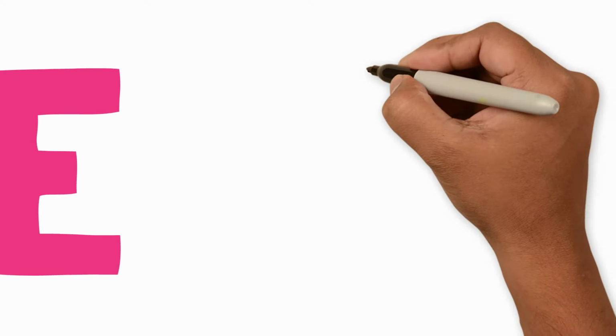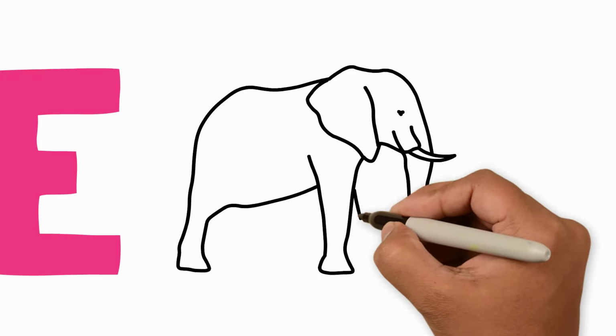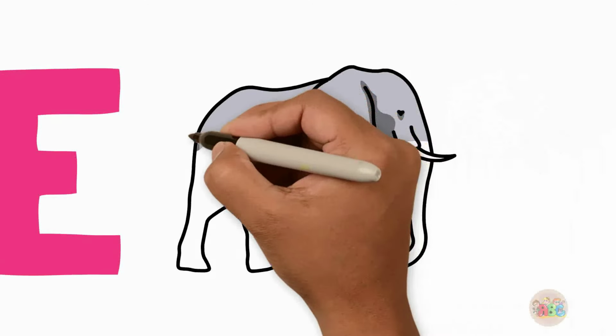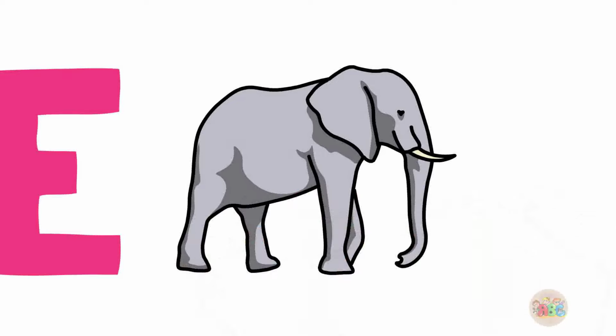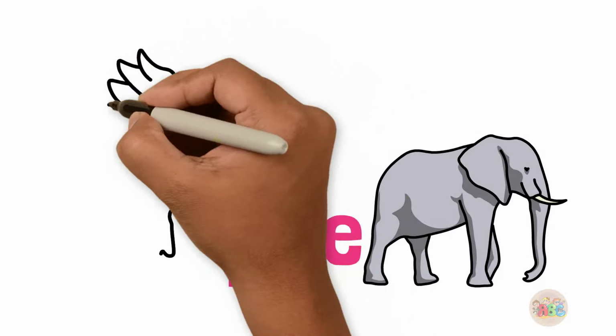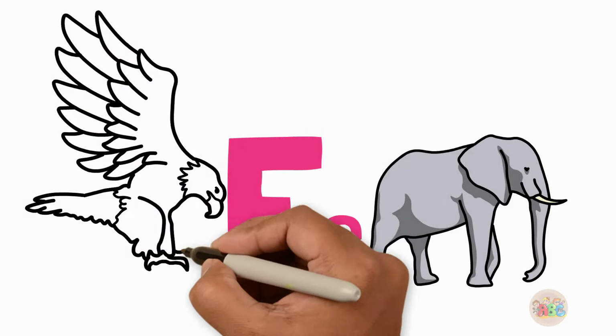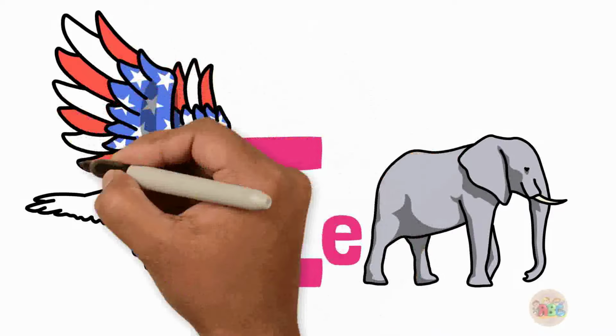E. E is for elephant. Elephant. Again say with me. E is for eagle. Say with me. Eagle.